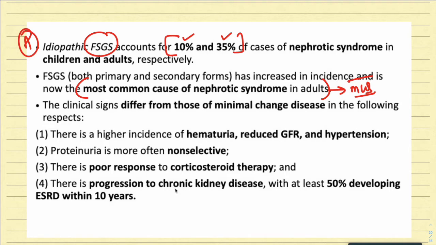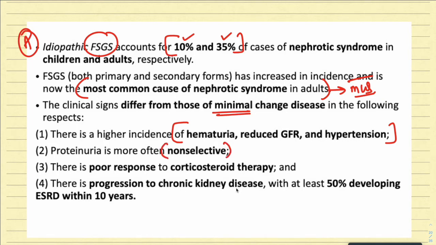Now how is FSGS different from MCD? Let us see. Here the incidence of nephritic-like syndrome is much higher. In minimal change disease, such signs and symptoms of nephritic syndrome, like hematuria, azotemia with reduced GFR, and hypertension, are not there. The proteinuria in MCD, if you remember, was selective. Selective means which protein was lost in urine? Albumin was the one highly lost in MCD, but here the proteinuria is more non-selective.